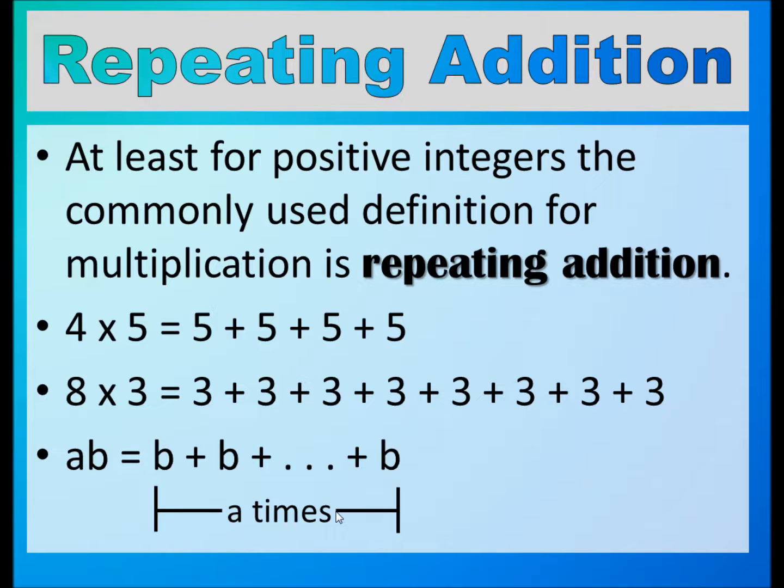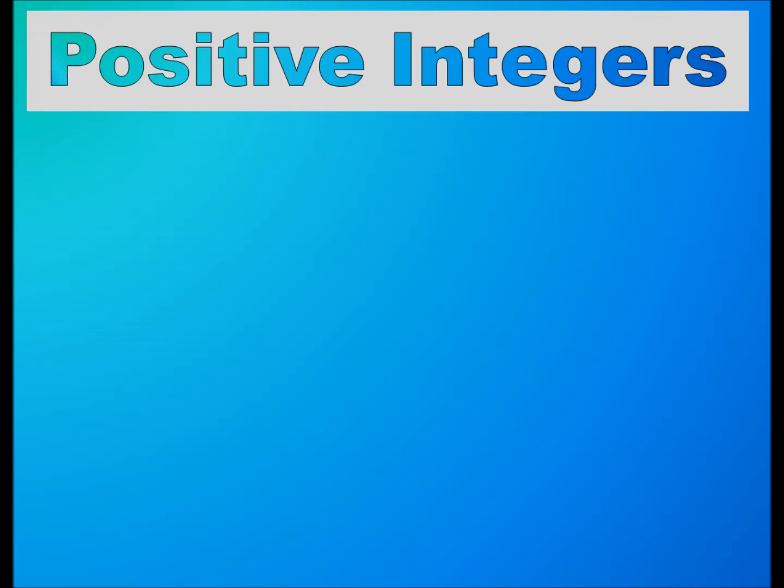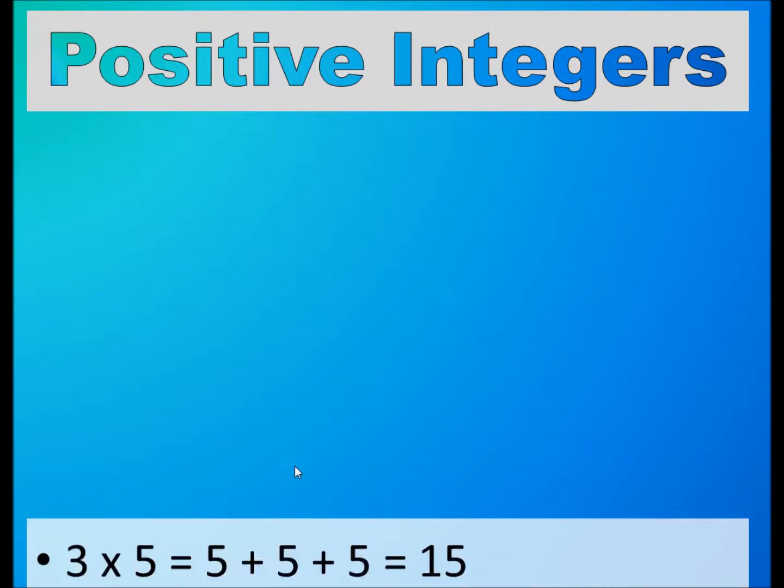In a general sense, using algebra, A times B, so A is one number and B is yet another number. In the form AB, it is saying A times B, and that is B plus B plus B plus B plus B, A times.